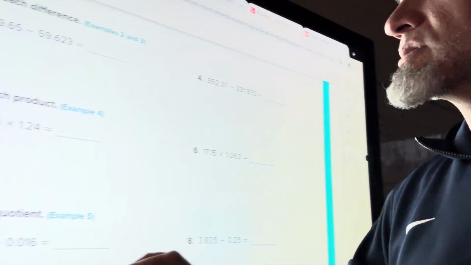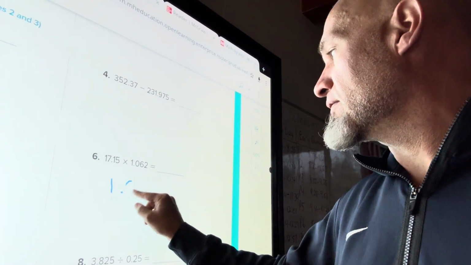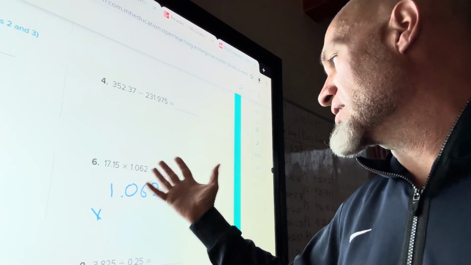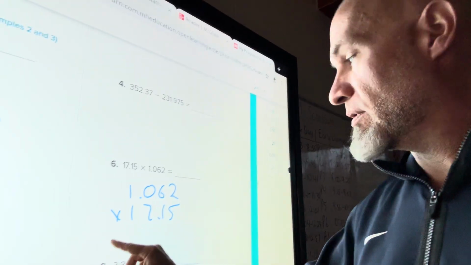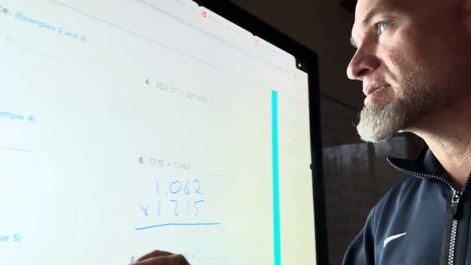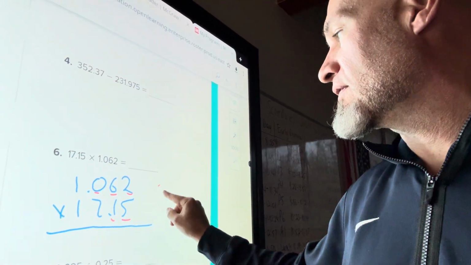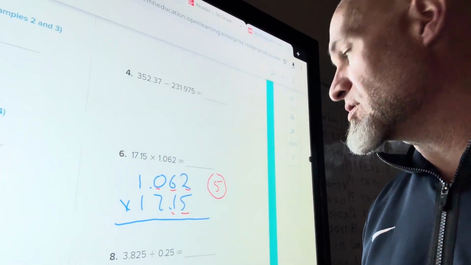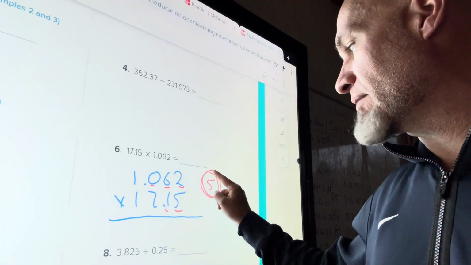And then for the multiplication, remember, the one with the most digits is going to go on top. So for number 6, you'd have 1 and 62 thousandths on top times, well, actually they have the same amount of digits, so 17 and 15 hundredths. Now remember, with multiplication, you count the places to the right of the decimal point in both factors. So you have 1, 2, 3, 4, 5. And then you multiply like they're whole numbers. So you would multiply like it's 1062 times 1715. And then when you get your answer, you have to make sure you have 5 places to the right of the decimal.